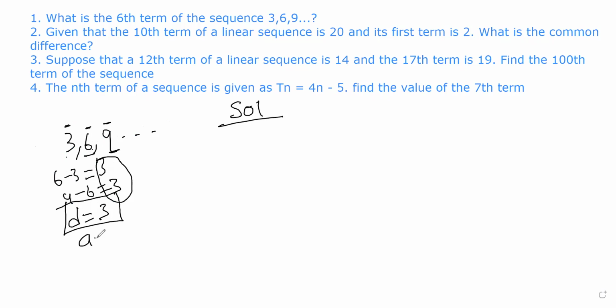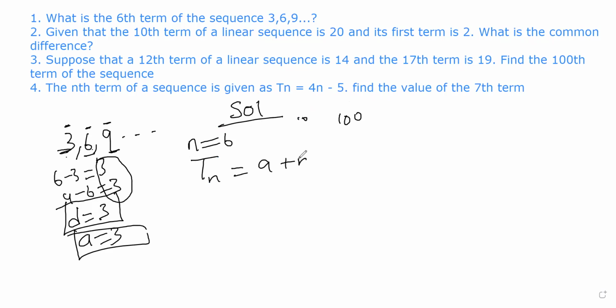The first term is also 3. This is the first term here. We have gotten that. We are looking for the sixth term. So because we are looking for the sixth term, n becomes 6. If we are looking for the 10th term, n will be 10. If we are looking for the 100th term, n will be 100. So do not forget that the general formula is Tn is equals to a plus n minus 1 d.